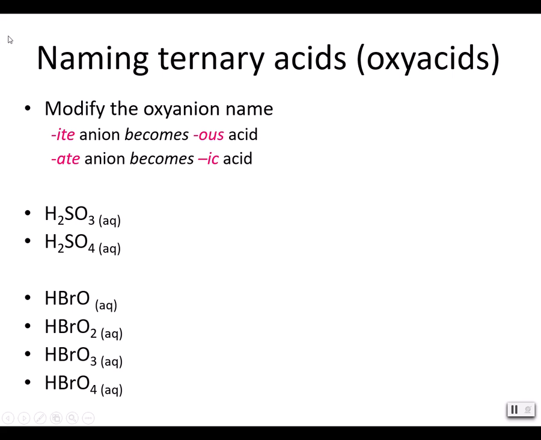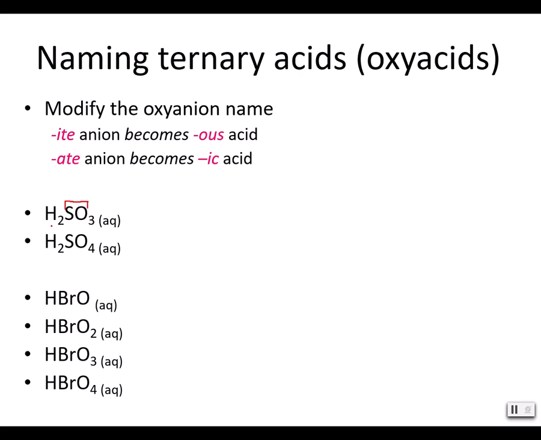Let me get my clicker here. You need to know the name of the polyatomic that the hydrogen is attached to. And you need to know the name of that polyatomic because the ending name of that polyatomic anion will dictate the ending name of the corresponding acid.